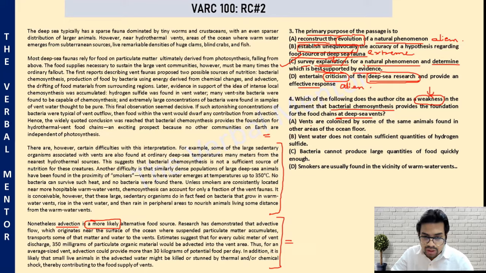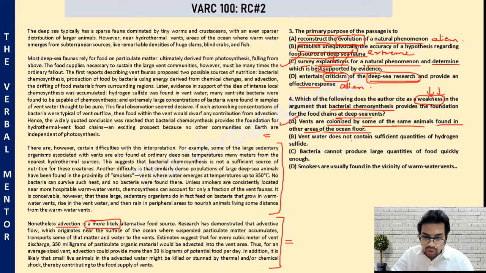Option A: Vents are colonized by some of the same animals found in other areas of the ocean floor as well. Correct answer. Exactly what we are looking for. So the animals found in the vent areas are also found elsewhere where bacterial chemosynthesis is not possible. So how are they surviving? That's a weakness in the bacterial chemosynthesis theory. It cannot be the primary source of food for these large animals, is what the author cites.